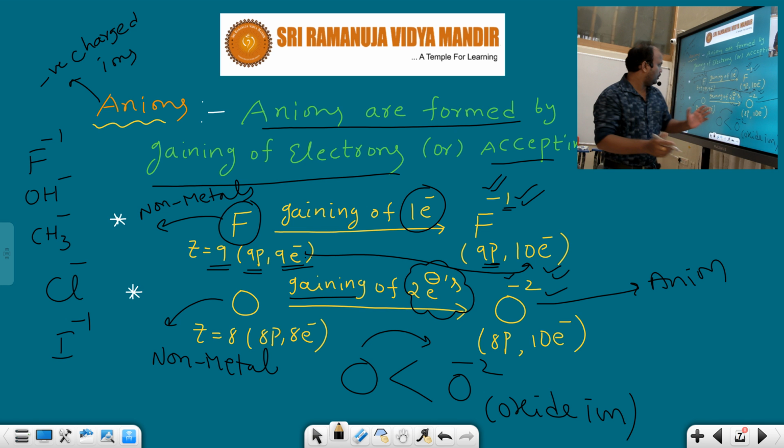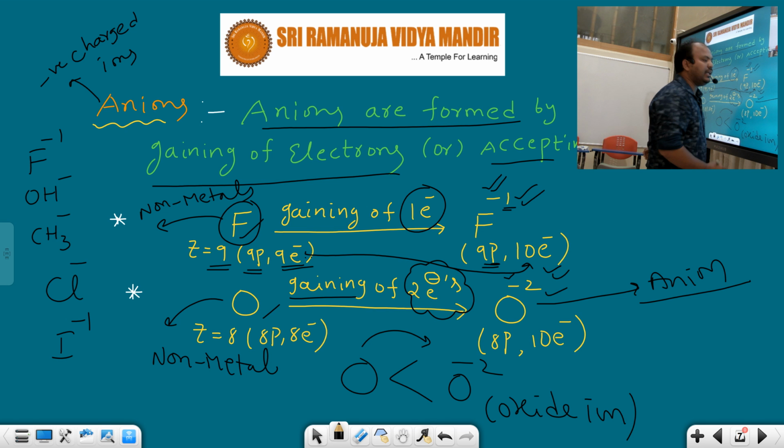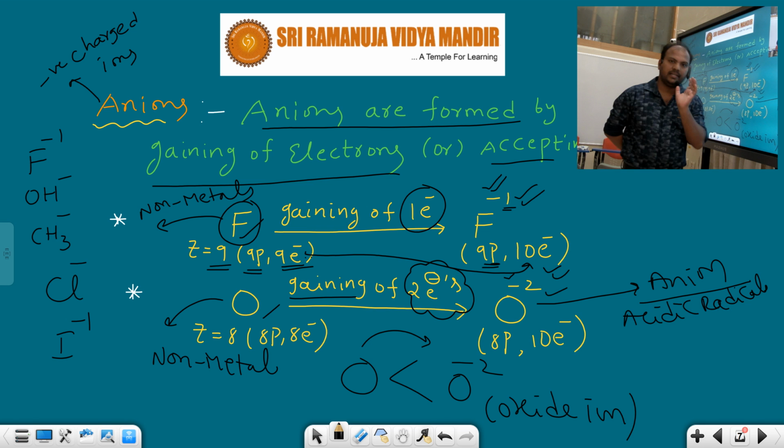Then only they attain stability, getting negatively charged ions. These negatively charged ions are called anions. This is also called acidic radicals. Anions are called acidic radicals. Have you understood or not? Have you understood? I simply said what it is: cations and anions.